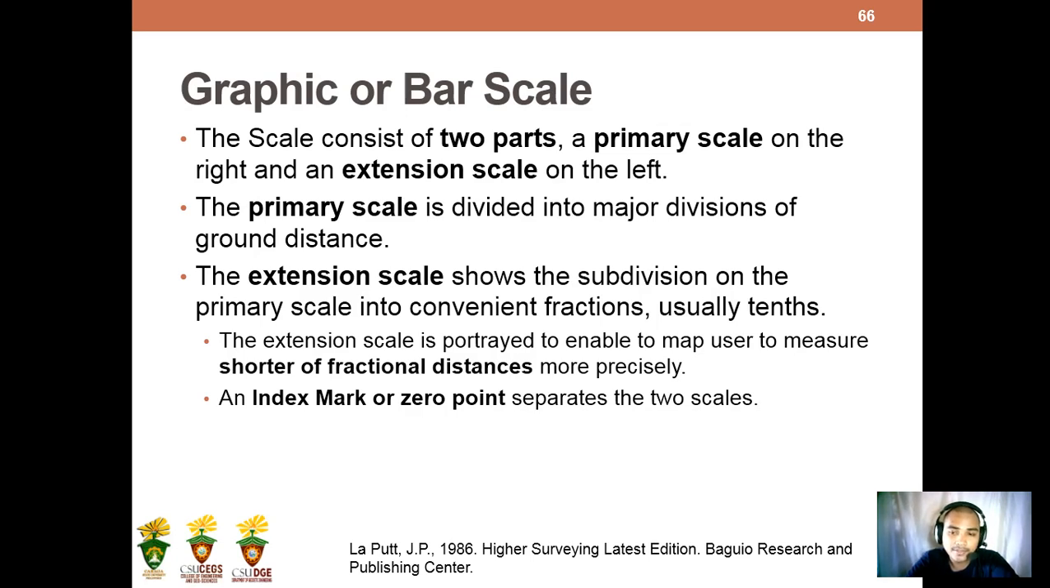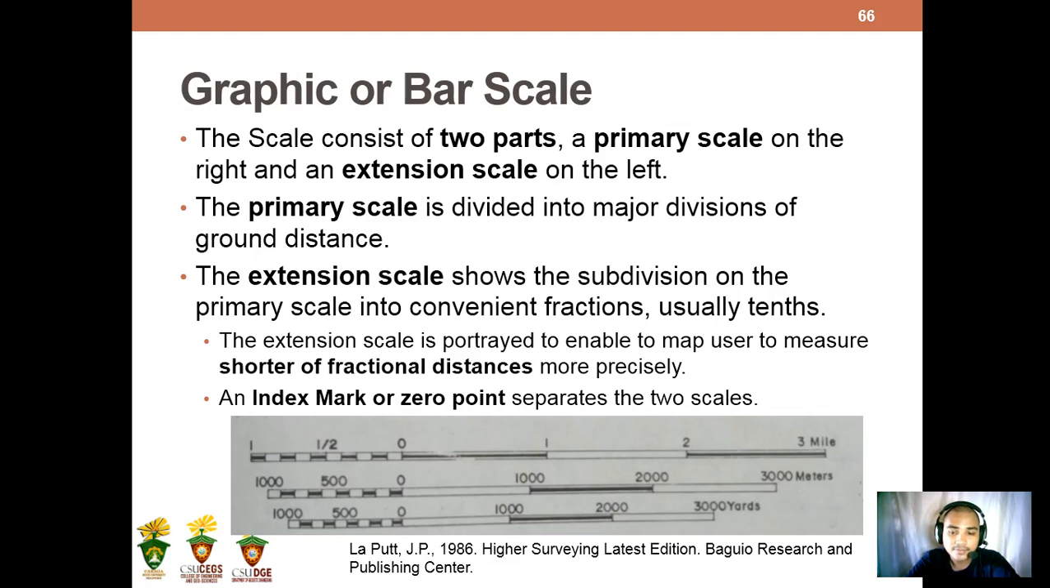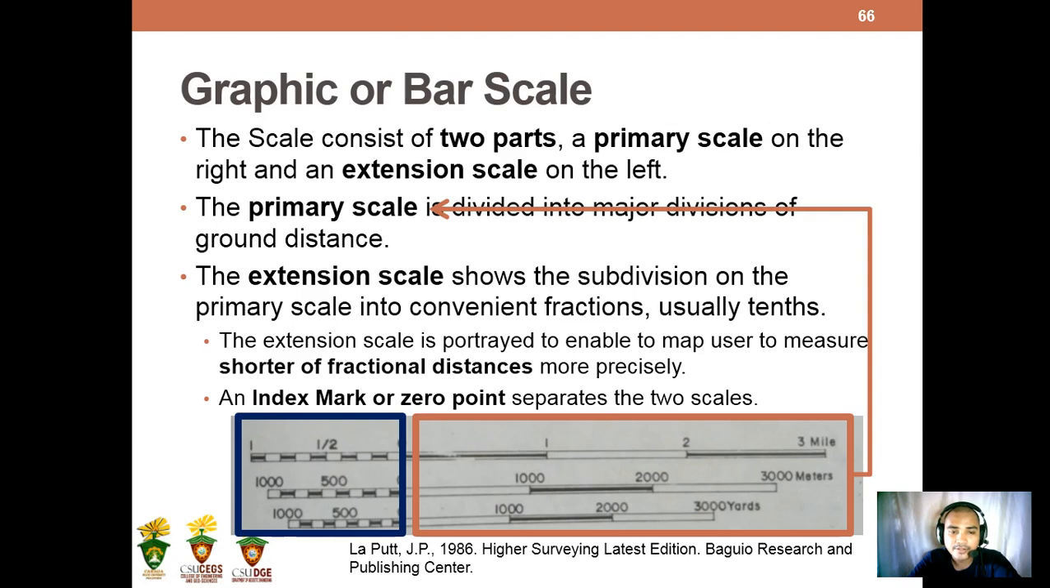So, ito yung extension para mas ma-measure pa ang isa ka map, kung nalang yung mga gagmay pa kaayo na mga lengths using the graphical scale. So, you can measure more precisely. And the index mark or zero point separates the two scales, which is the primary and the extension scale. This one. The right side is the primary scale, and the left side is the extension scale. So as you can see, mas daghan siyang subdivisions when you compare to the right side. So that's a graphical or a bar scale.